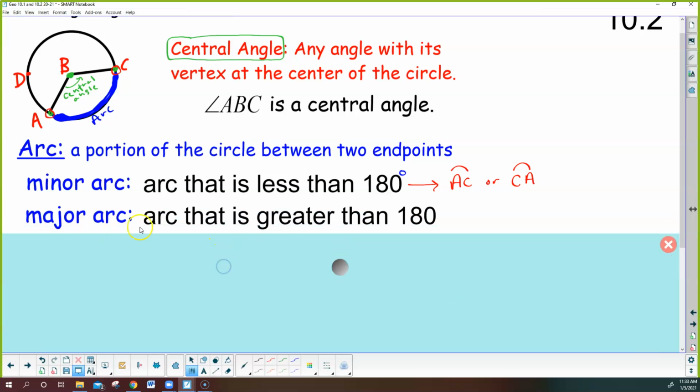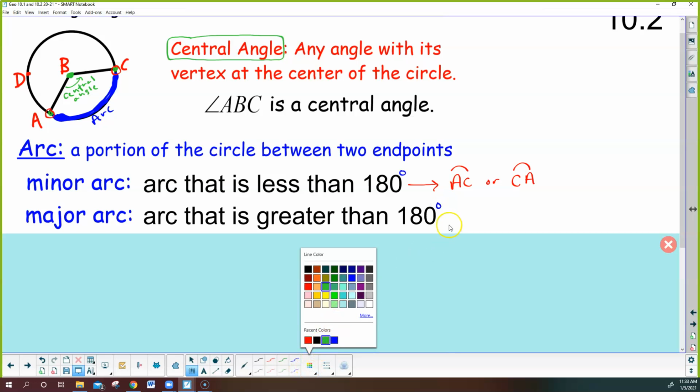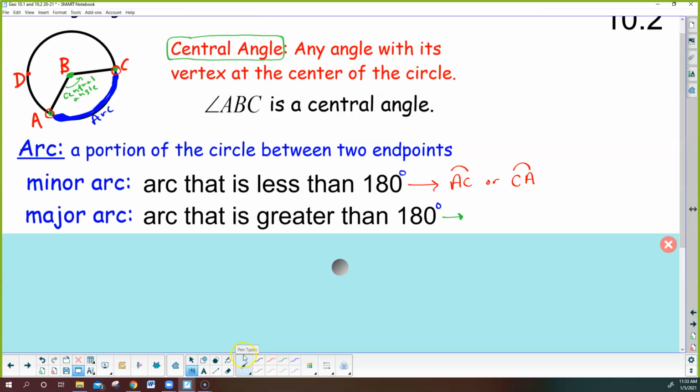A major arc is an arc that is greater than half of the circle. So it's greater than 180. Now we have to be careful here. If I was to go the other way around the circle from A to C, that's definitely more than 180 degrees, right? But I have to be careful because I can't say A to C. There's a problem if I say A to C. The person reading this wouldn't know if I wanted it to be a major or a minor arc.